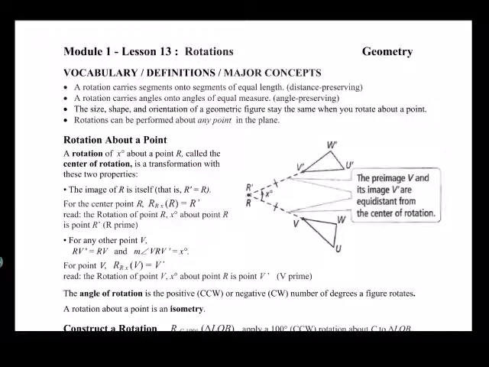Module 1, Lesson 13, Rotations. We begin this lesson with a review of some of the major concepts from our previous lesson.